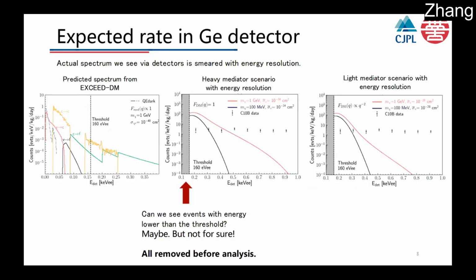And with the predicted rate, we can finally get the predicted spectrum actually seen by the detector, that is, convolved with the energy resolution. And here's the spectrum with energy resolution in both the heavy mediator scenario and the light mediator scenario. And, right, there's something I just skipped.